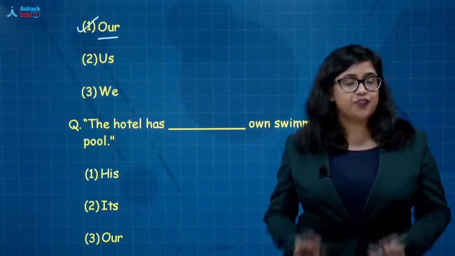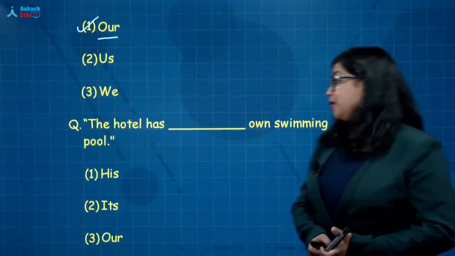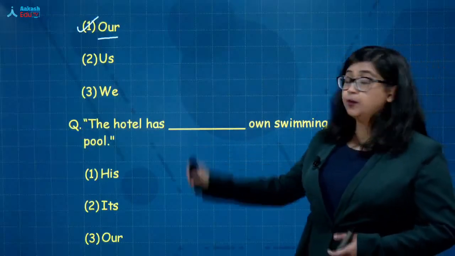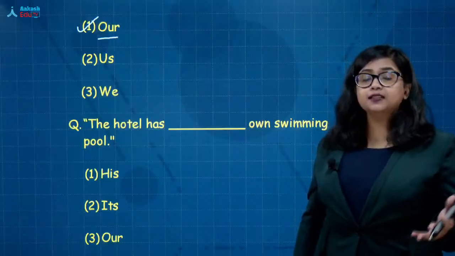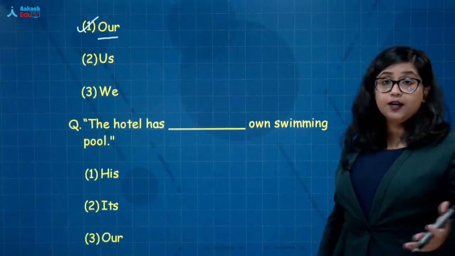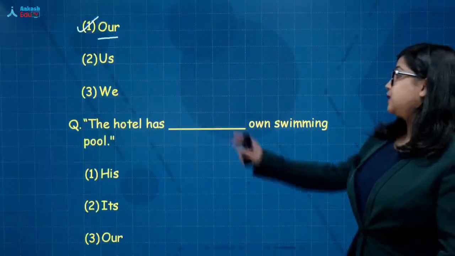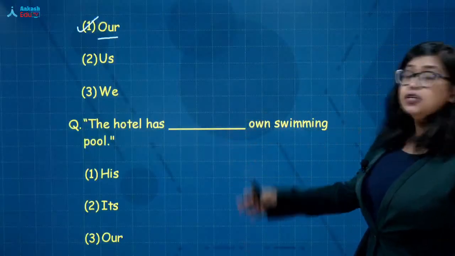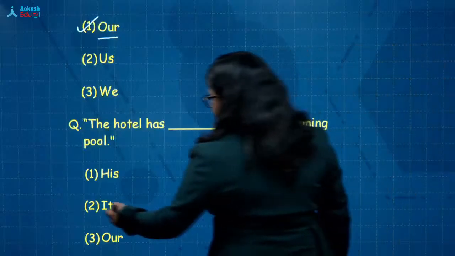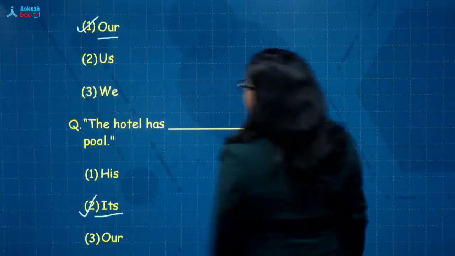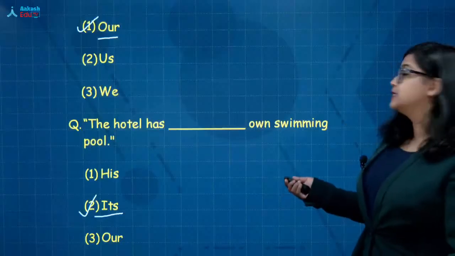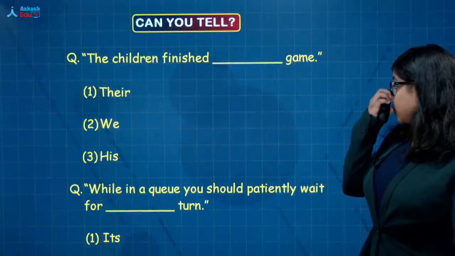Well done guys, very well done, excellent job. So here we are talking about the hotel. Hotel is what? It's a non-living thing, right? For non-living things we use it, so therefore we'll use its. So the hotel has its own swimming pool. So option 2 is the correct answer. Well done guys. Moving ahead with the next question.